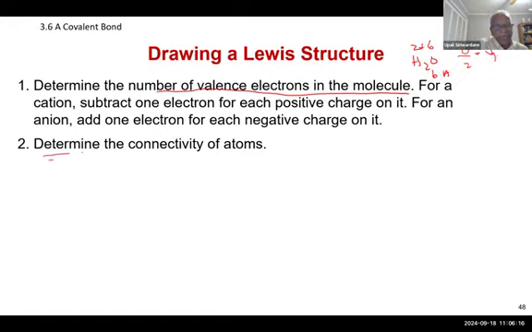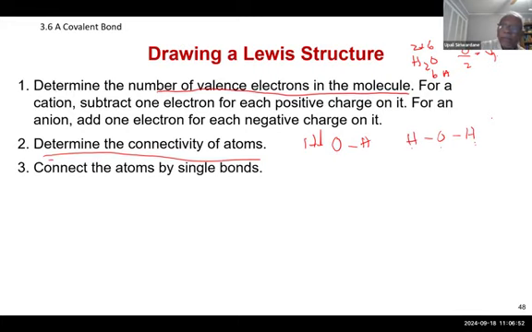So you have to determine the connectivity. Which one is bonded to which? Oxygen is the central atom in the water molecule because it makes more bonds. The central atom is bigger and makes more bonds. So you connect the central atom to the terminal atoms. Terminal atoms are hydrogen. So two single bonds are formed.